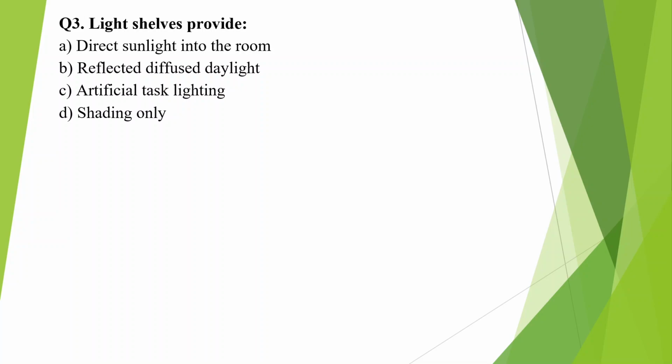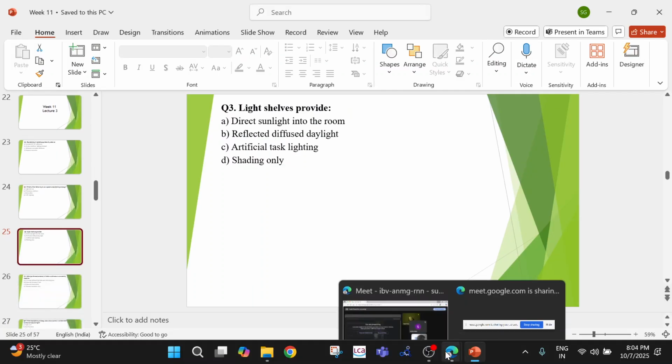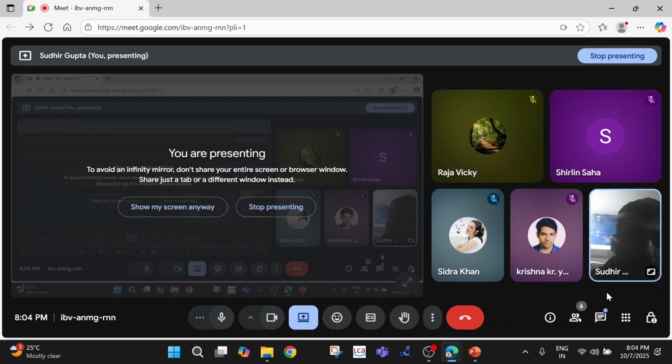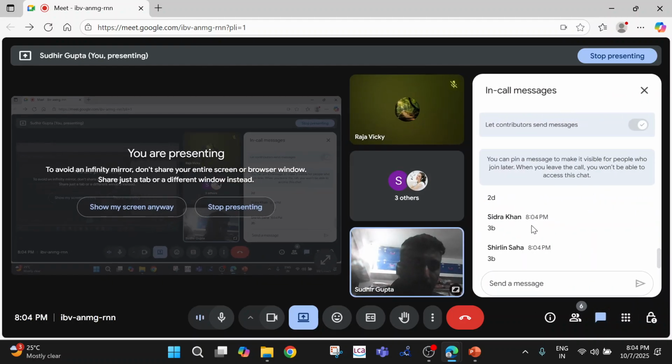Question number three is asking what light shelves provide. Now it is asking about the functions of each thing that you have studied in the previous options, like light shelves, what do they perform? Question number three. I won't be waiting much, guys, because we have to cover a lot of questions.